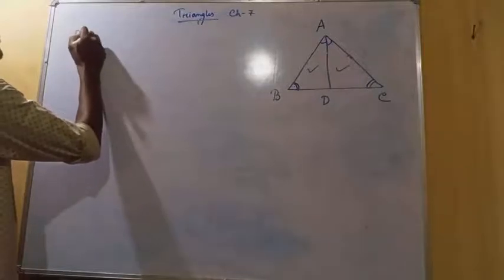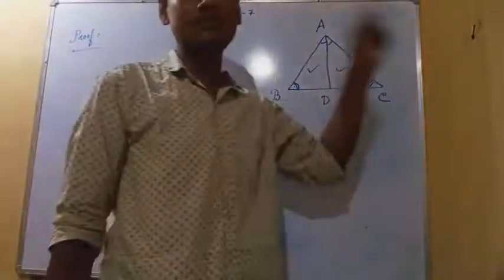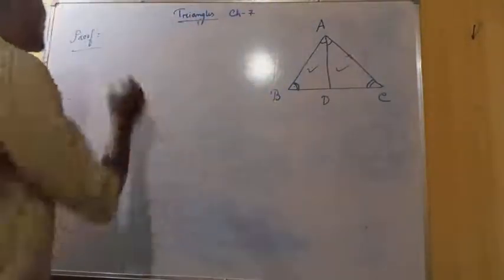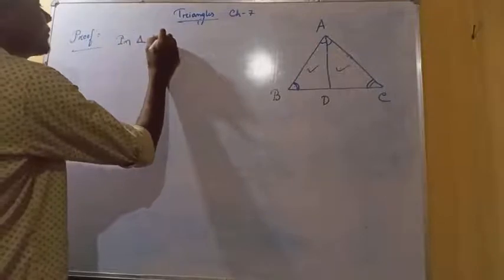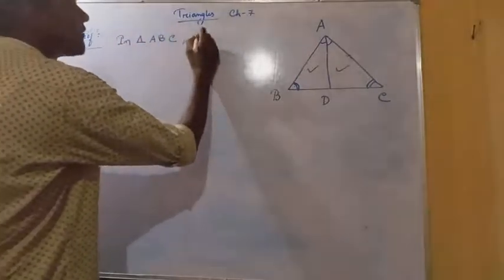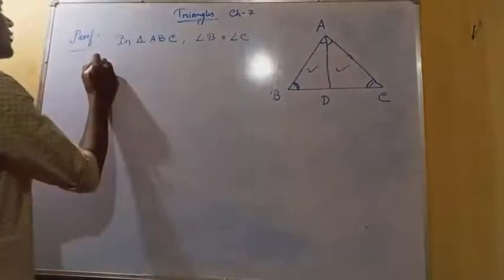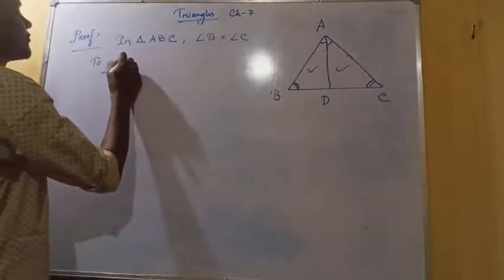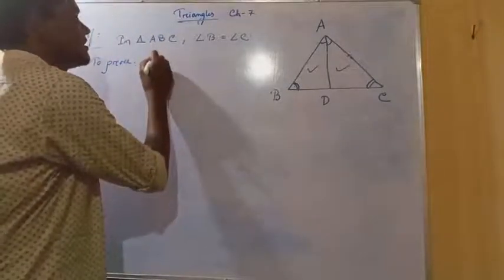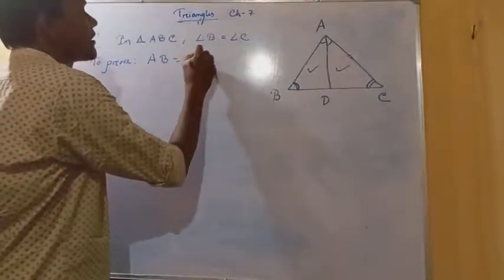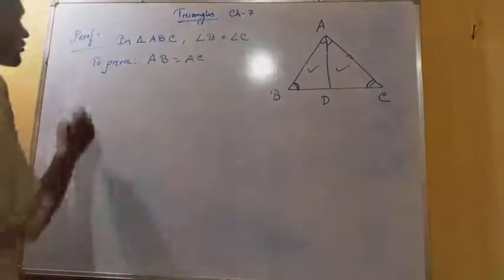Now let's see how to do the proof part. First, we are given a triangle ABC where angle B is equal to angle C. So, given: in triangle ABC, angle B is equal to angle C. What do we need to prove? We need to prove that side AB is equal to side AC. That is what we are supposed to prove. Clear? So how to prove?